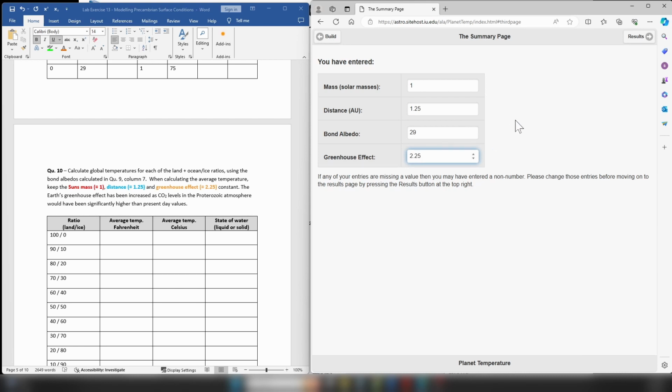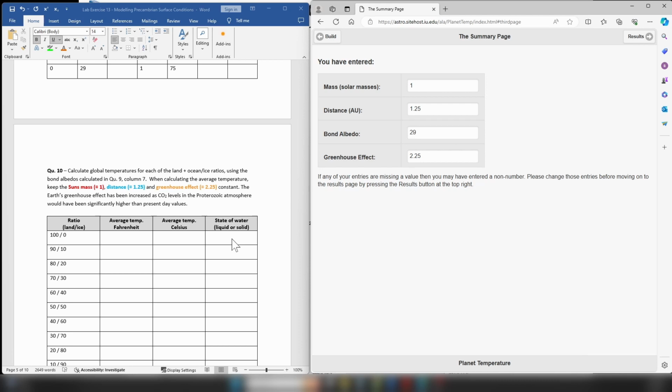Okay, and so for this ratio here, you're going to put in these values. You're going to ask it to calculate your result. You're going to get the temperature in Fahrenheit and the temperature in Celsius. And then finally, you are going to tell me what would be the state of water on the Earth's surface.